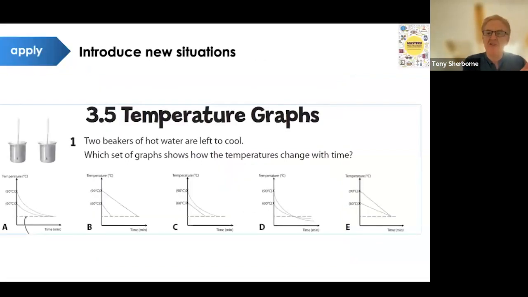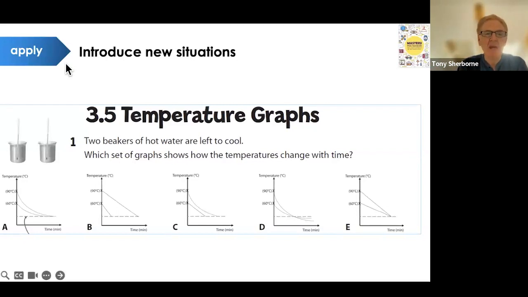That's the acquire stage. Then we move to the apply stage, and we have slightly more complicated problems with less scaffolding. New situations, the same knowledge. So here it's about temperatures in beakers and graphs and cooling. And you can see, I hope, how having done that acquire problem solving and the knowledge that goes with it, the students are more ready to be able to see why that knowledge also applies in this new situation.